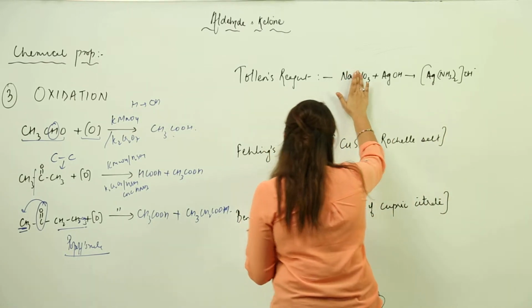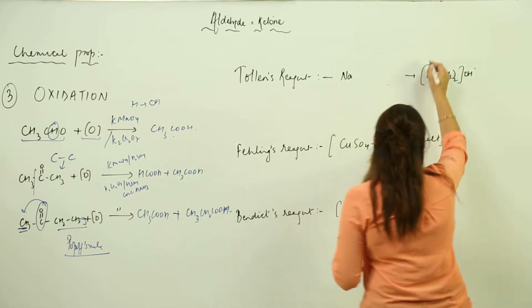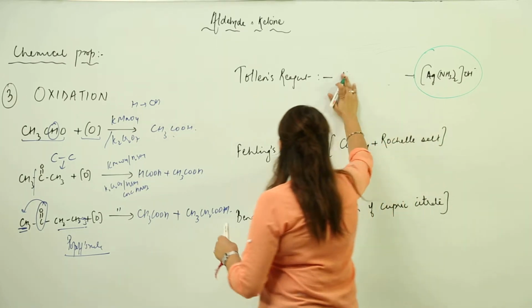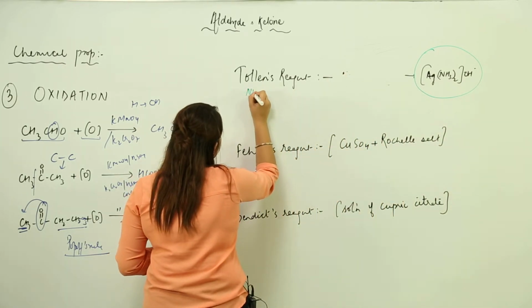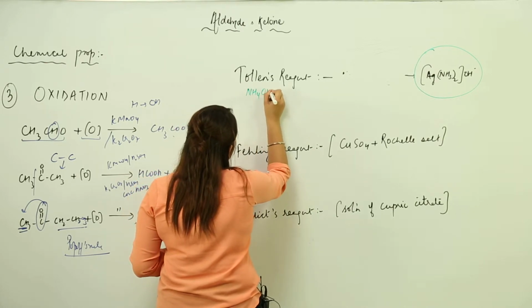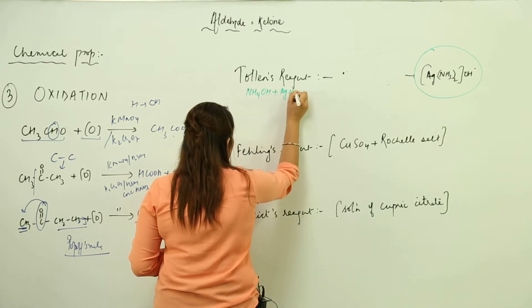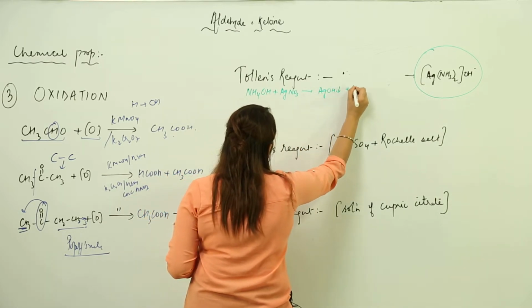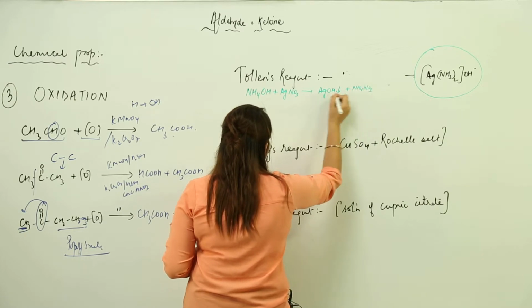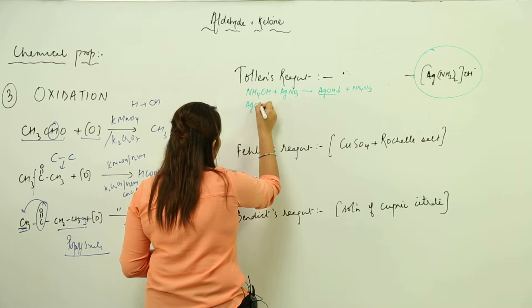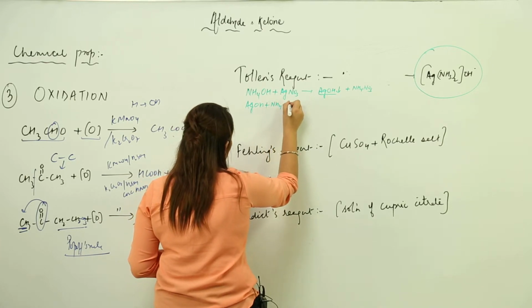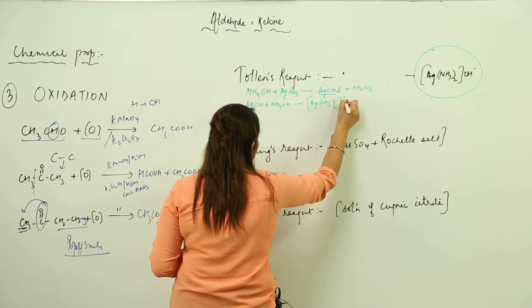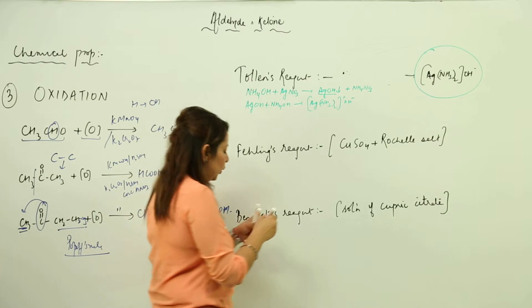So what is the Tollens reagent? First I am going to explain it. It is actually [Ag(NH3)2]OH. But how is it formed? We will first form it. NH4OH reacts with AgNO3, it forms AgOH, which is a precipitate, plus we get NH4NO3. Then we react this AgOH precipitate again with more NH4OH, and we get [Ag(NH3)2]+ OH-. This is our Tollens reagent.